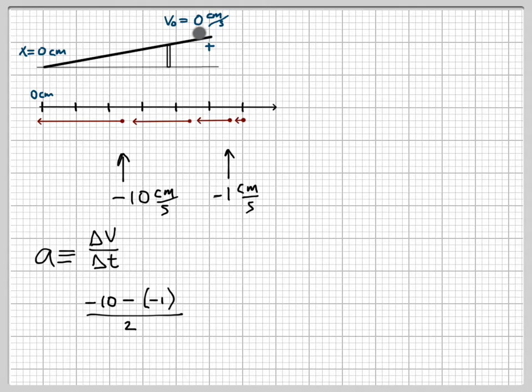I know it's 2 seconds because the clock reading at the rightmost arrow is 1. The final clock reading is 3. So that's a difference of 2. This results in negative 9 over 2, or negative 4.5 centimeters per second squared.